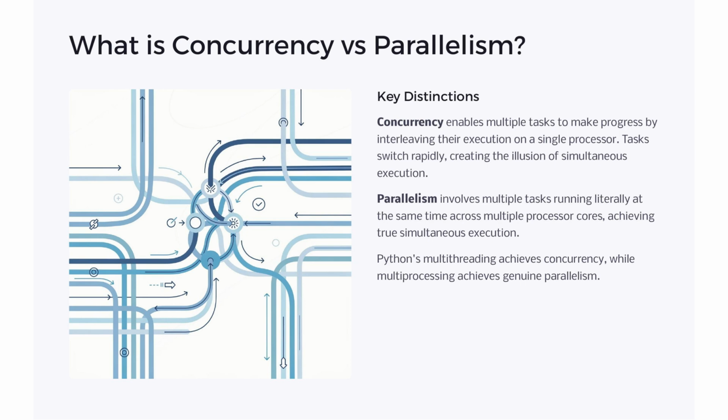Concurrency allows tasks to progress by interleaving execution on a single processor, creating an illusion of simultaneity. Parallelism, however, involves tasks running simultaneously on multiple cores, achieving true simultaneous execution. In Python, multithreading facilitates concurrency, while multiprocessing enables genuine parallelism.